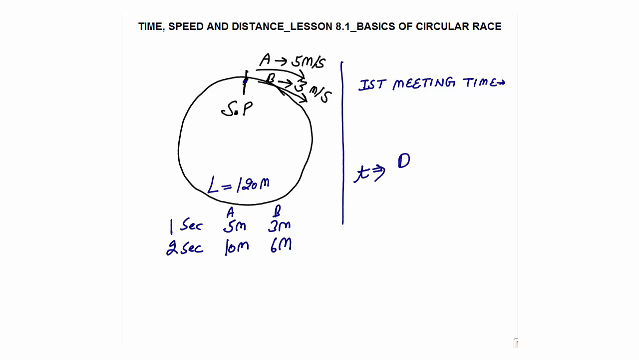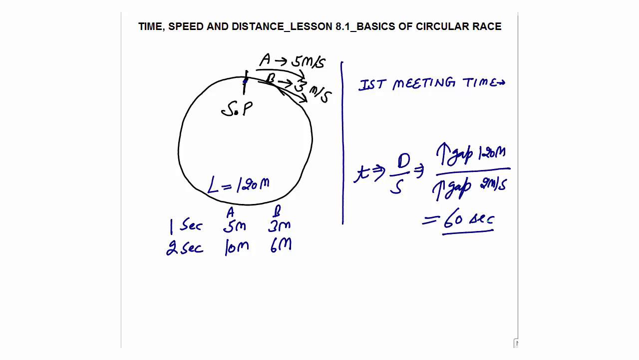This is distance upon speed. So we need to increase the gap between the two runners to 120 meter. We need that much gap, because whenever the gap between the two players becomes 120 meter, over the length of the track, the two will be at the same point. And the gap is increasing at a speed of 2 meter per second. You can see that the relative speed is 2 meter per second, because after 1 second A will run 5 meter, B will run 3 meter. The gap will be 2 meter. So the gap is increasing with a speed of 2 meter per second. So it will take 60 seconds for their first meeting to take place.